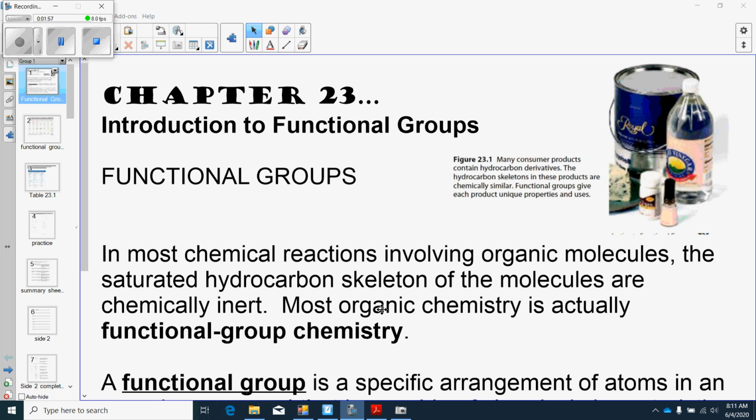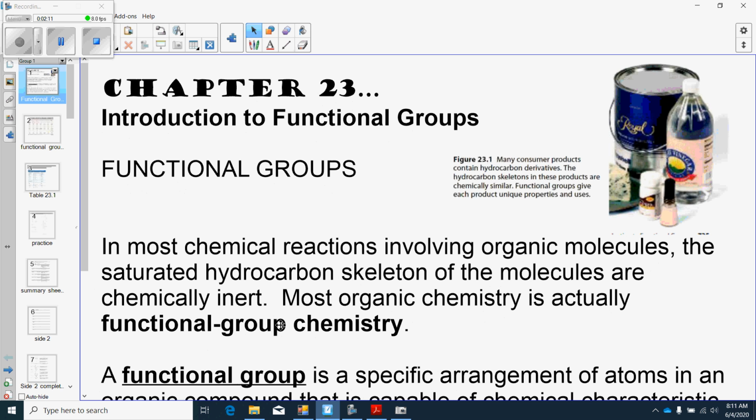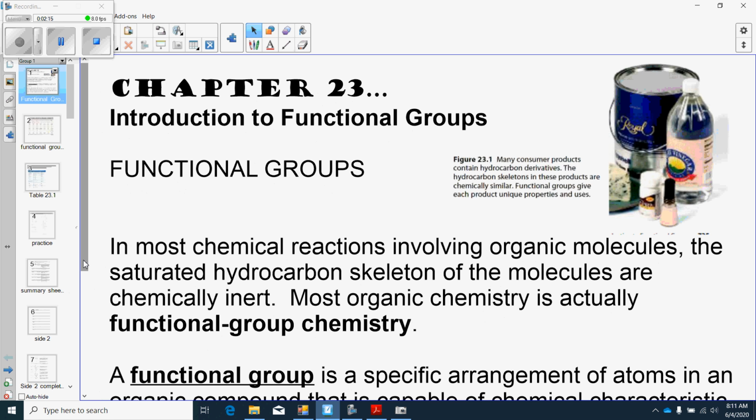So most organic chemistry is actually functional group chemistry. So when two compounds react, it's not the entire compound that's rearranging. Sometimes it's just the functional group that's going to be the reactive section. And so a functional group is not the entire molecule, it's going to be just a group of atoms.